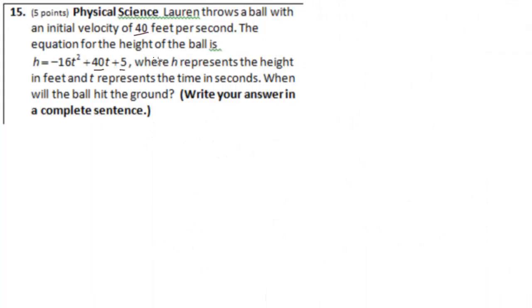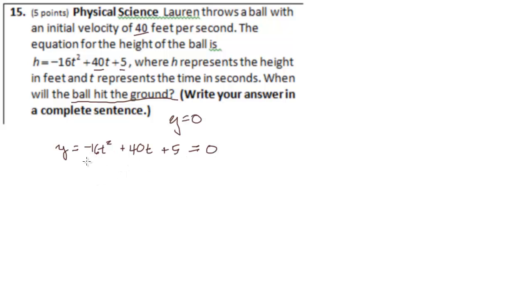The key is when the ball hits the ground, then y is equal to 0. So I could solve this by h or y. H is the height. Y is equal to, I'm going to go ahead and write this again, negative 16 t squared plus 40t plus 5. So we can say, well, we want this to be equal to 0.